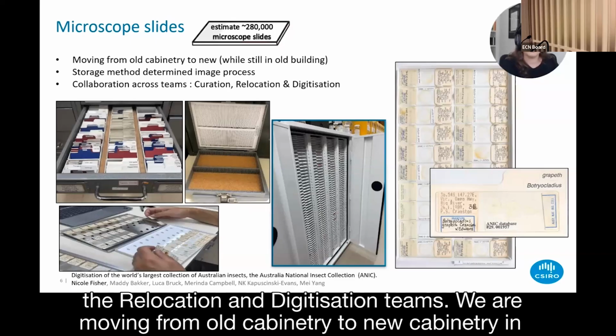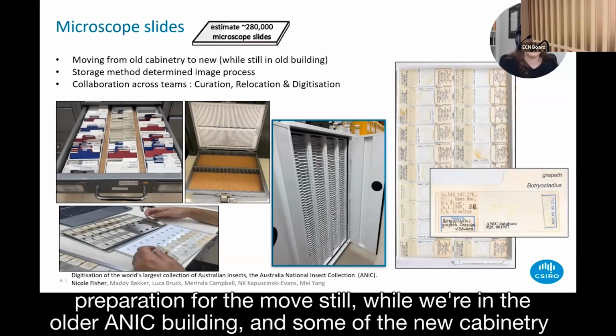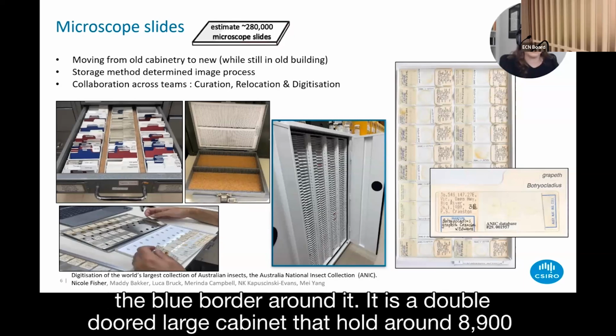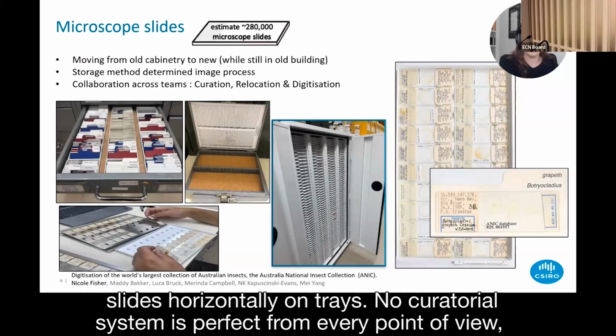We are moving from old cabinetry to new cabinetry in preparation for the move while we're in the older annex building. And some of the new cabinetry is sitting right now in the old building. This cabinetry is in the centre of the picture with the blue border around it. It is a double-doored large cabinet that holds around 8,900 slides horizontally on trays.